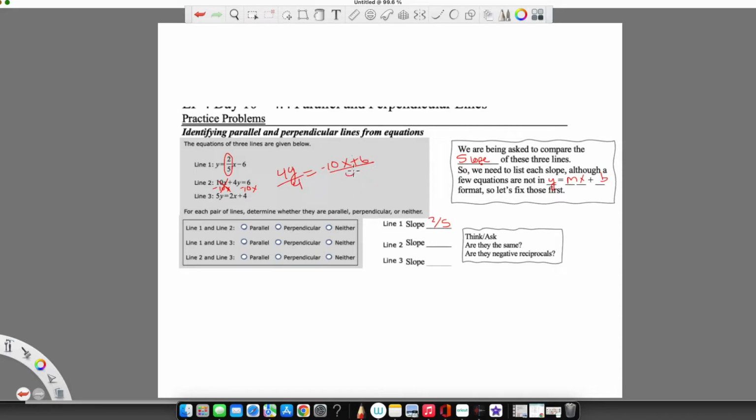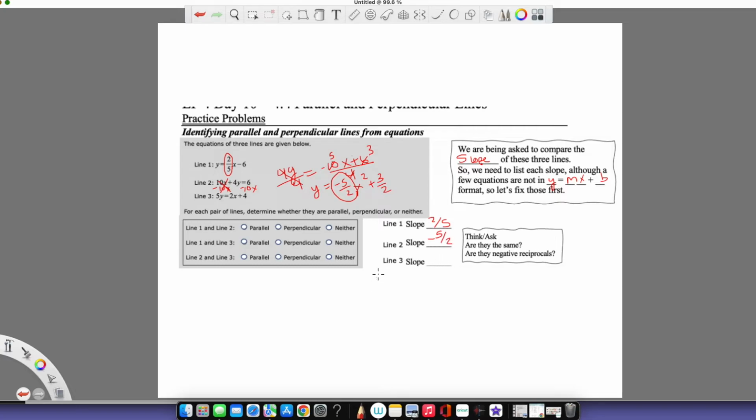So 4 divided by 4 cancels, and I have y equals negative 10 divided by 4 doesn't fully cancel, but I can divide by 2's. 10 divides by 2 5 times, 4 divides by 2 2 times, and 6 divides by 2 3 times. So I would have negative 5 halves x plus 3 halves. So now I do in fact have a slope because it's y equals mx plus b. So I know this is negative 5 halves.